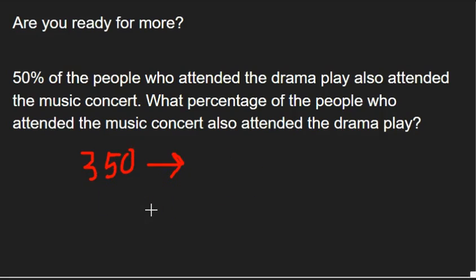Well, what's 50% of 350? Yeah, remember we're either going to multiply by 1/2 or divide by 2. And let's see. 2 would go into that 3 one time. Give us 1 left over and 15. 2 would go into that 7 times. That would leave 1. So it should be 175, correct? So that's most of the people that went to the music concert went to the drama play as well.